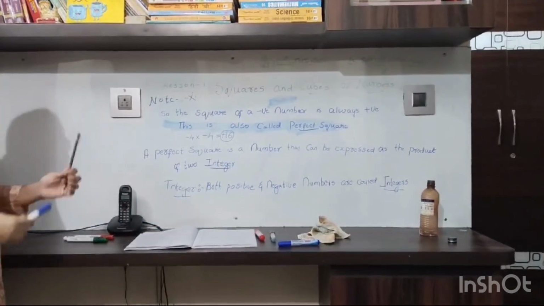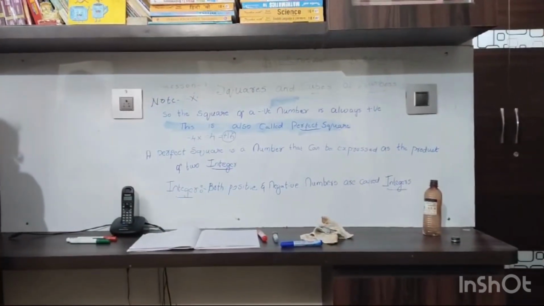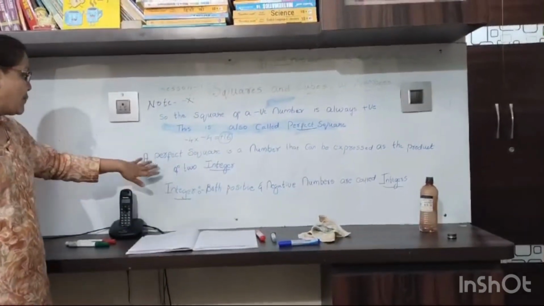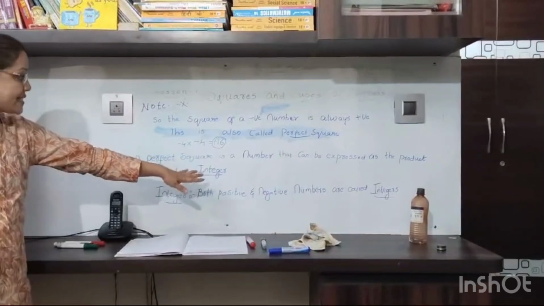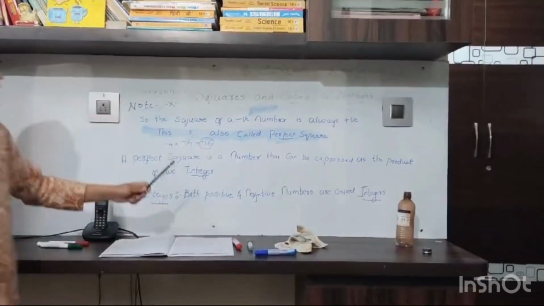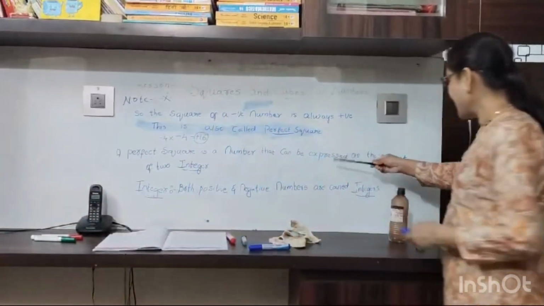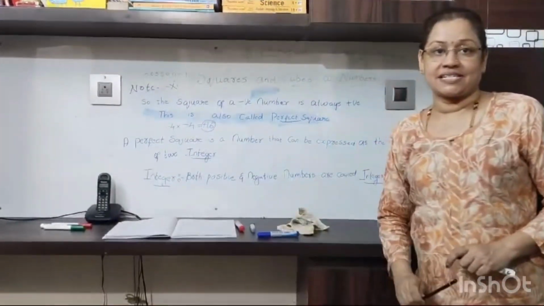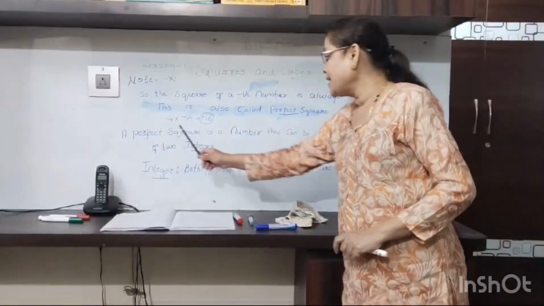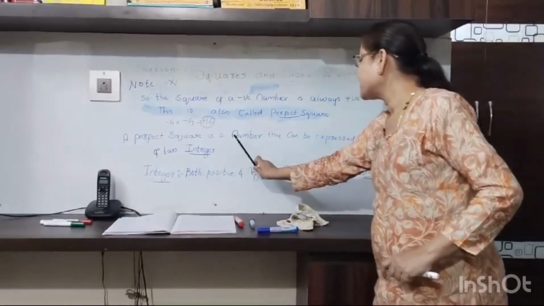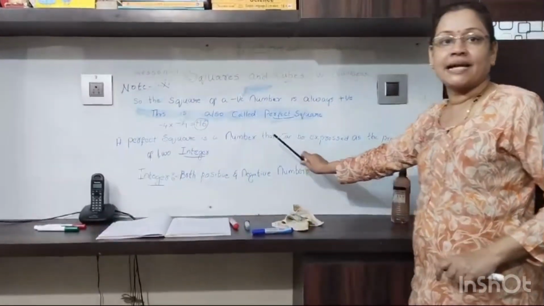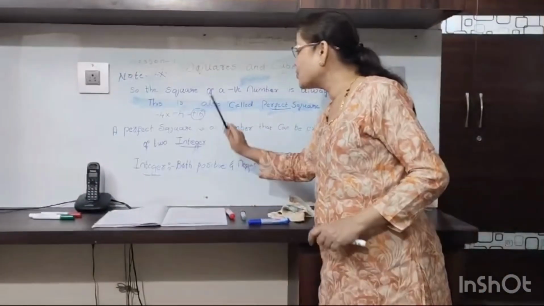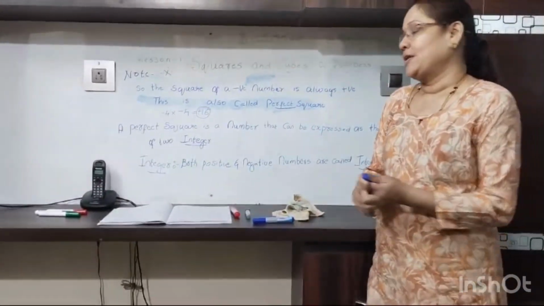What is a perfect square then? You need to know the definition of a perfect square, isn't it, guys? A perfect square is a number that can be expressed as a product of two integers. I repeat again. A perfect square is a number that can be expressed as a product of two integers.